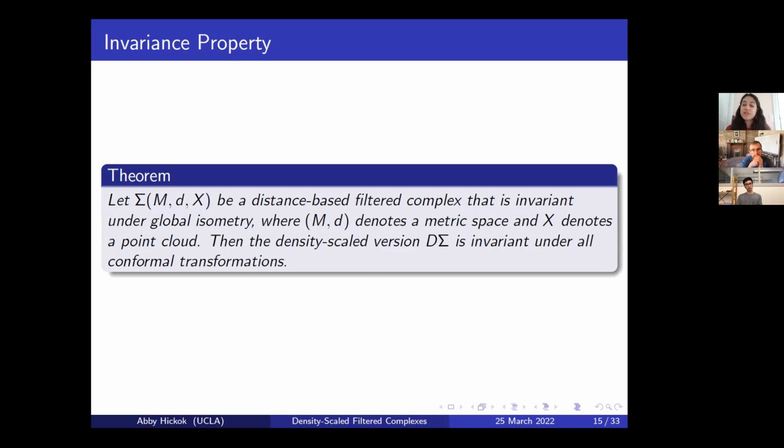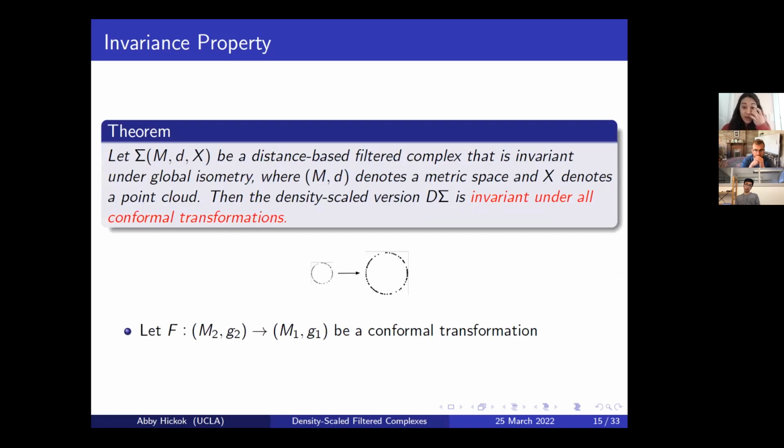Okay, so that second property I wanted to talk about is this invariance property. I think this needs a lot of unpacking. So let's say we have some distance space filtered complex sigma. If you want, you can just let it be the Čech complex or the Rips complex. Let's say it's invariant under global isometry. And then what the invariance property says is that the density scaled version is invariant under conformal transformations. And I will unpack this, starting with that last part.